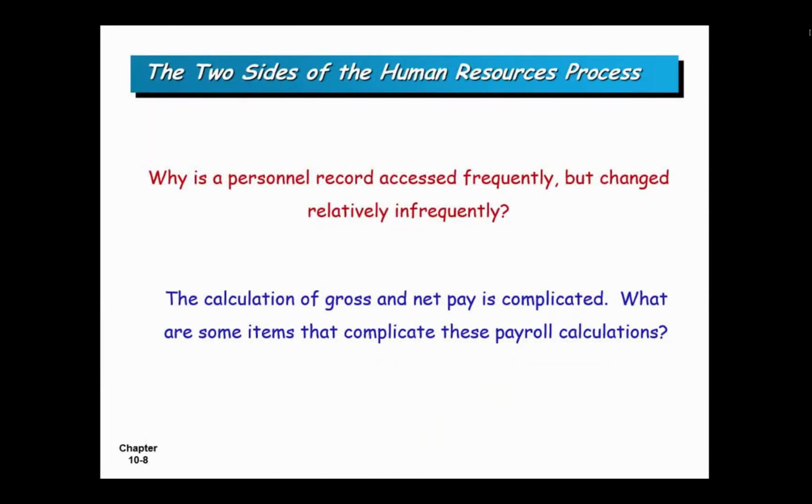Okay, so why is that personal record, the employee record, accessed frequently but changed infrequently? How often do you change the information that's associated with you as an employee of a company? But it's accessed all the time, right? It's accessed for payroll. It's accessed if they want to apply commissions to your account because you're a commission salesperson, etc. The calculation of net pay is complicated.